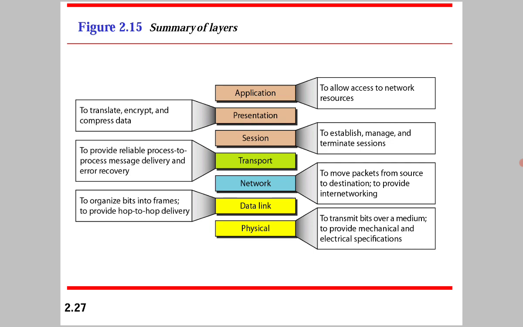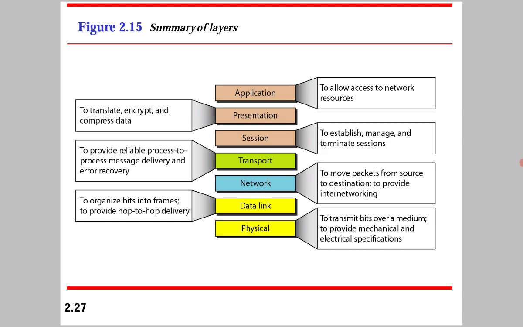Fourth layer, the transport layer. The transport layer provides reliable process to process message delivery and error recovery. The transport layer mainly contains two parts. The first is reliable process organization, or how processes work. The second is message passing and message transportation.